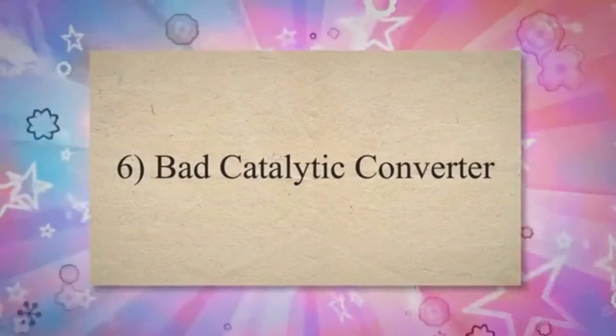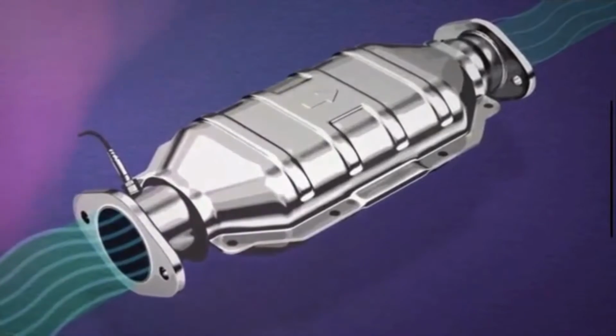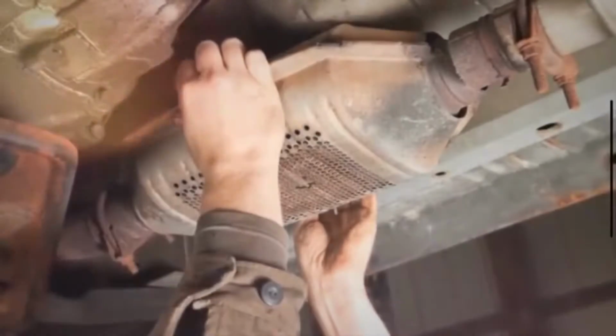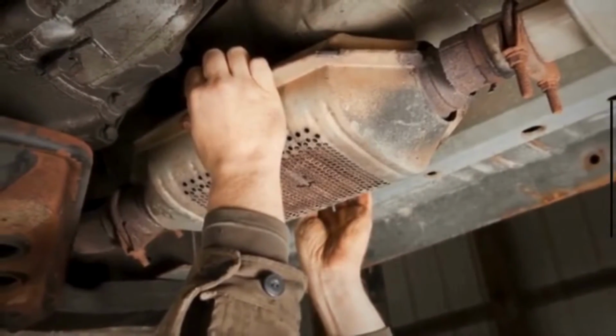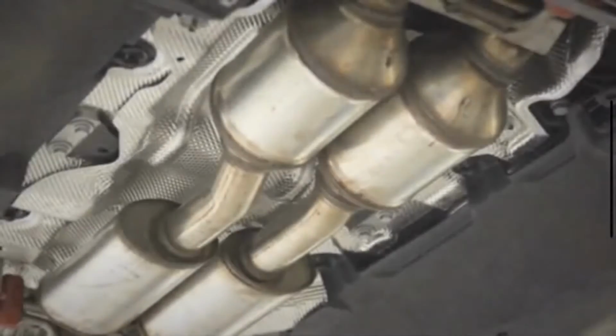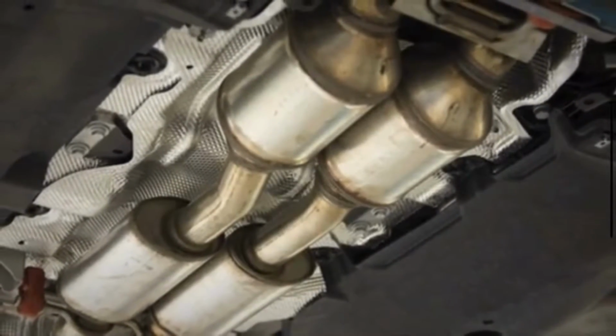6. Bad catalytic converter. The catalytic converter helps reduce emissions by converting harmful gases. A faulty converter can restrict exhaust flow, causing backpressure, and reducing engine efficiency.